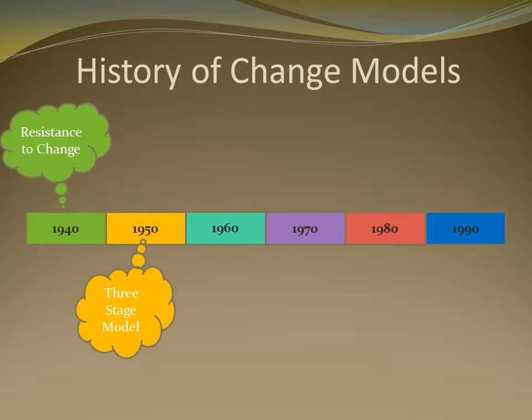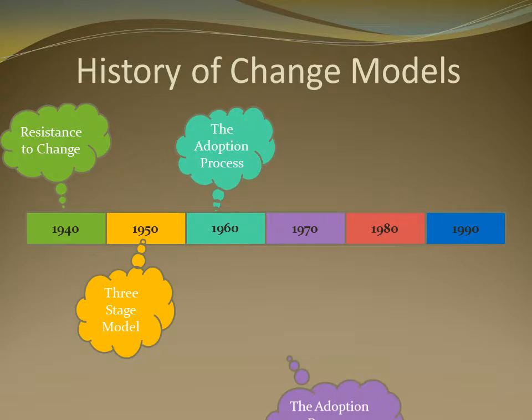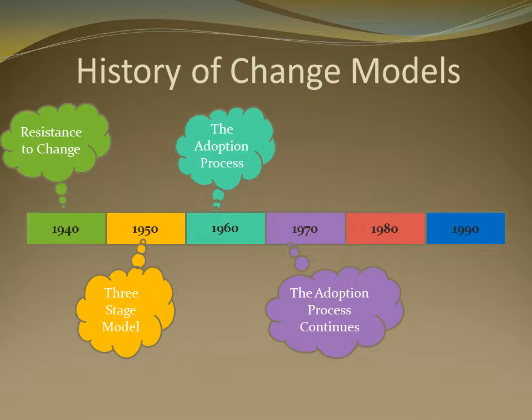During the 1950s, Kurt Lewin and Edgar Schein introduced their three-stage model, defining change management as involving these three phases. 1. Unfreeze your company. 2. Move your company to the desired position. And 3. Refreeze the company with a newly designed approach.